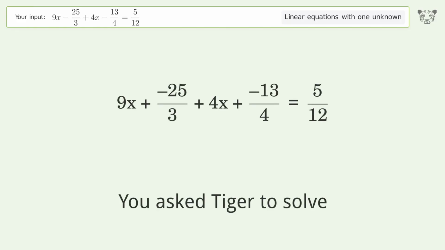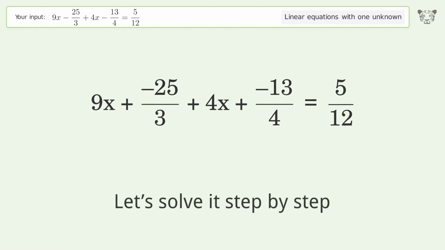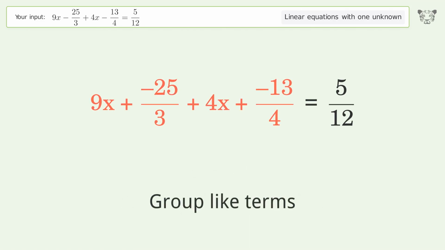You ask Tiger to solve. This deals with linear equations with one unknown. The final result is x equals 12/13. Let's solve it step by step. Simplify the expression. Group like terms.